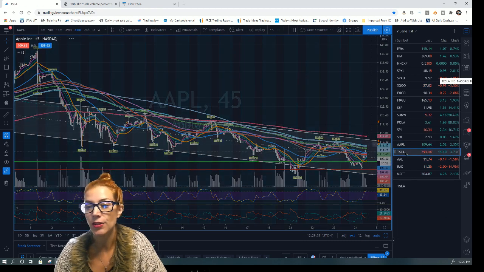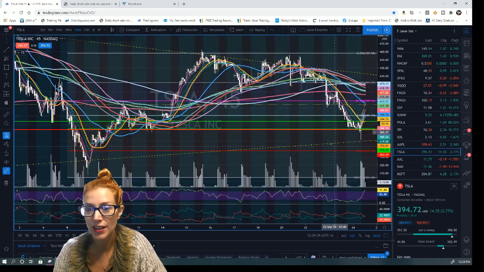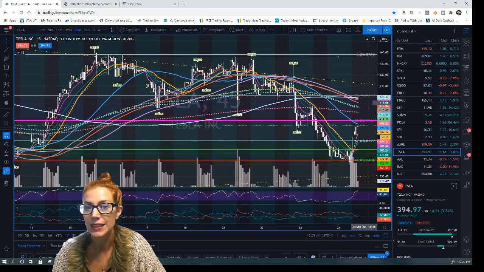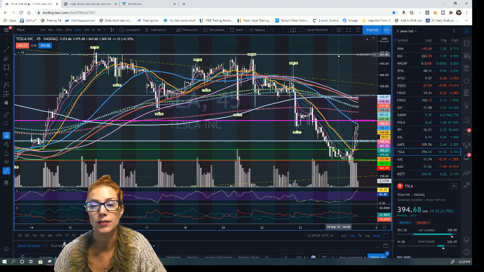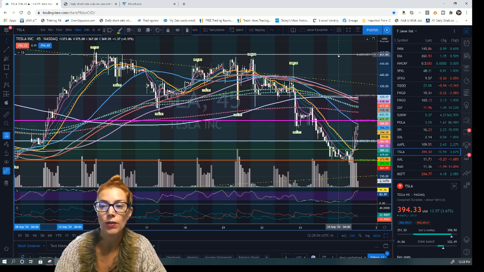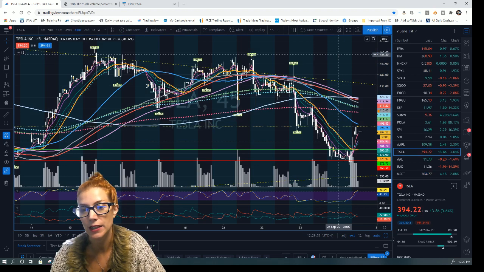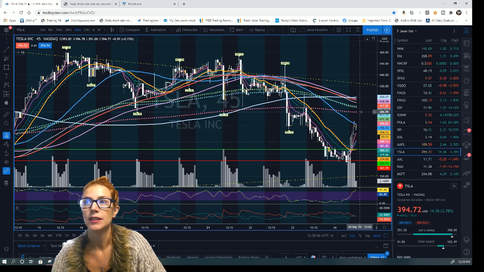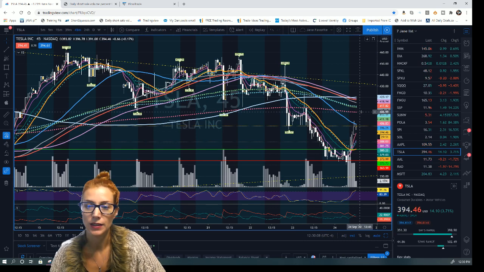Tesla is now just gaining on the day from yesterday. I do have some fibs on here. My target is still up at 480 for Tesla. It might take some time, but I'm looking for roughly 480 for Tesla. We are hitting a resistance point right here, as well as the 50 simple moving average. If we can break and close above 407, would love to see that. We'll have a potential move to the upside there as well.